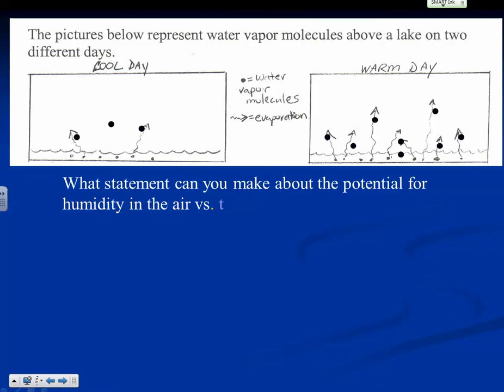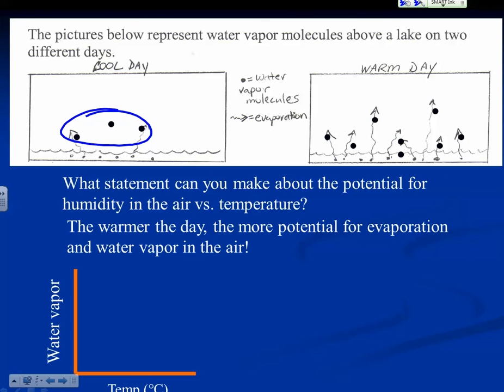The picture below represents water vapor molecules above a lake on 2 different days. And you can see that on the left side here, we have a cool day, and there's not as much ability for these water molecules to escape the liquid into the air, and so there's only like 3 of them here. On the warm day, there's a whole bunch because the temperature allows that water to escape into a gas more easily. What statement can you make about the potential for humidity in the air versus temperature?